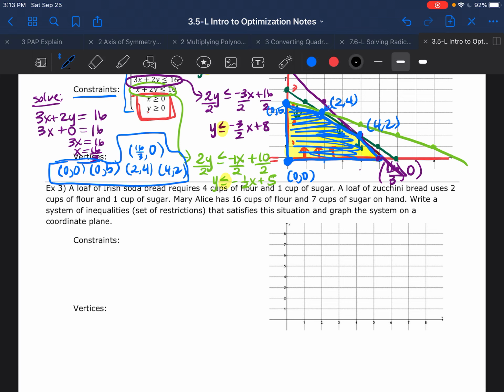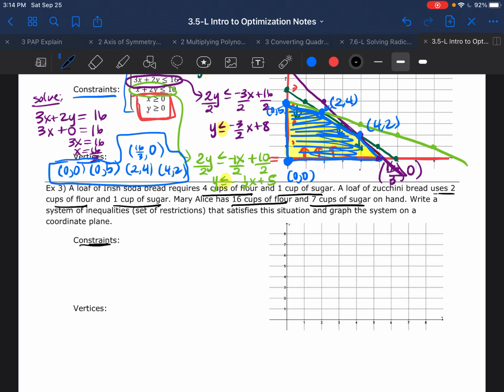And so the word problem says a loaf of Irish soda bread requires 4 cups of flour, 1 cup of sugar. A loaf of zucchini bread uses 2 cups of flour and 1 cup of sugar. Mary Alice has 16 cups of flour and 7 cups of sugar. Write a system of inequalities, a set of restrictions or constraints that satisfies this situation, and graph the system on a coordinate plane.